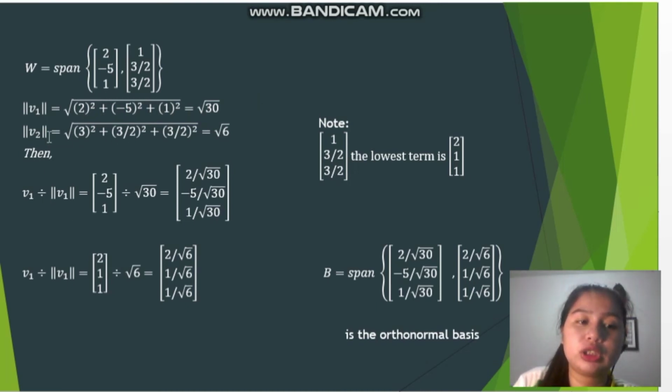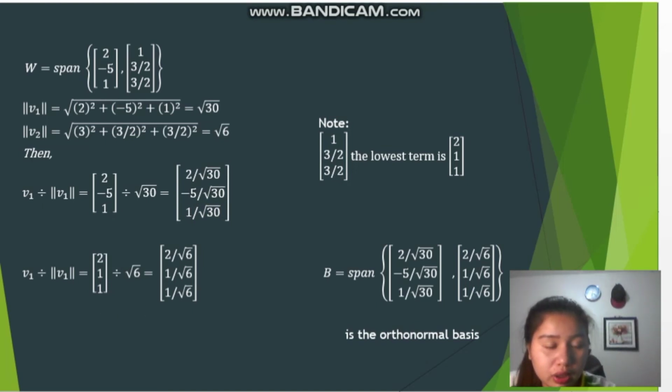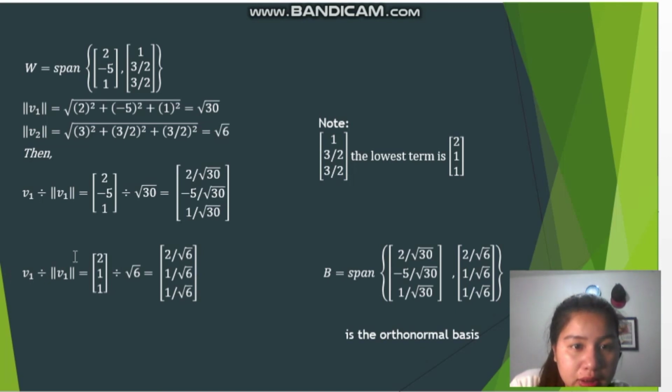And then, when we also take the norm of v sub 2, which is this one, we have square root of 3 squared plus 3 over 2 squared plus 3 over 2 squared equals square root of 6. And then every element of v sub 1 we divide by the norm we obtained. So it becomes 2 over square root of 30, negative 5 over square root of 30, 1 over square root of 30. The same goes for v sub 2. So, therefore, v sub 1 divided by its norm equals, we go back to our v sub 1, which is 2, negative 5, 1. Let's go back here.